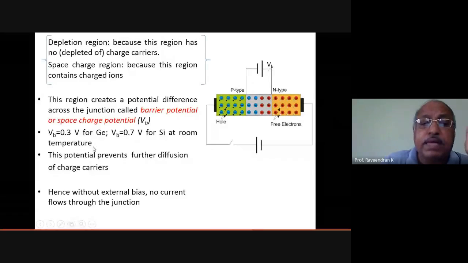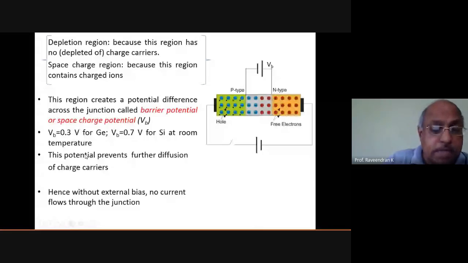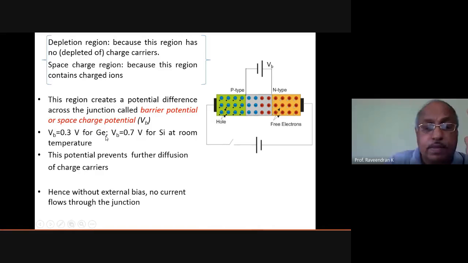And this VB, the space charge potential, will be 0.3 volt for a germanium type PN junction, and that will be equal to 0.7 volt for silicon type material. So for silicon type material, P-type and N-type materials are joined together. If it is a germanium material, the space charge potential arising from joining the PN junction is 0.3 volt.